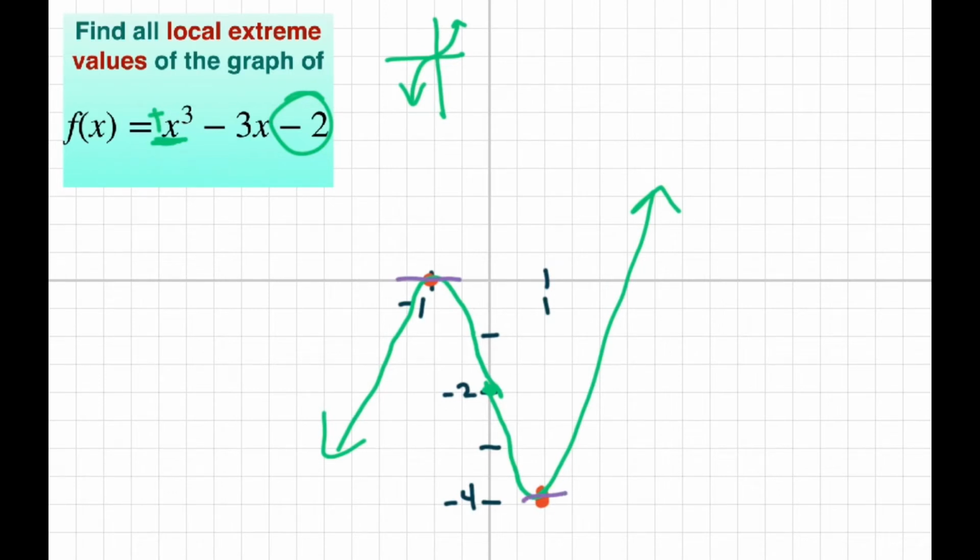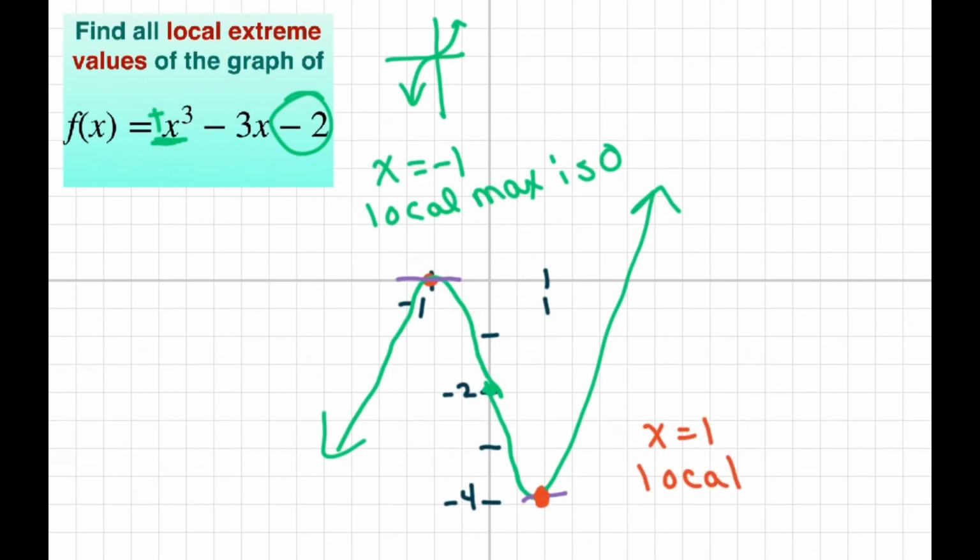So therefore, let's just look at this: at x equals negative 1, this is a local maximum, and you would say the value is 0. And for this point here, this is a minimum value. So this is at x equals 1, the local minimum value is negative 4.